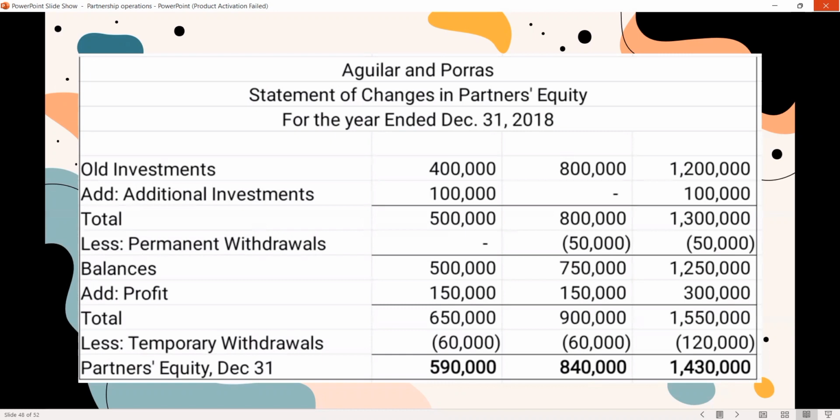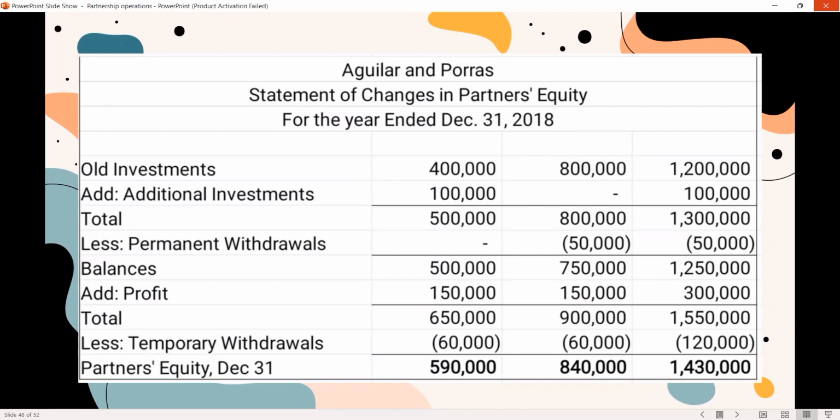Ngayon, nag-withdraw si Porras ng 50,000. So, ibabawas yun kay Porras. So, ang withdrawals is 50,000. So, ang balances for each partner's equity, Aguilar is 500,000 and 750,000 for Porras. So there is 1,250,000 pa na balances for the partners' equity.